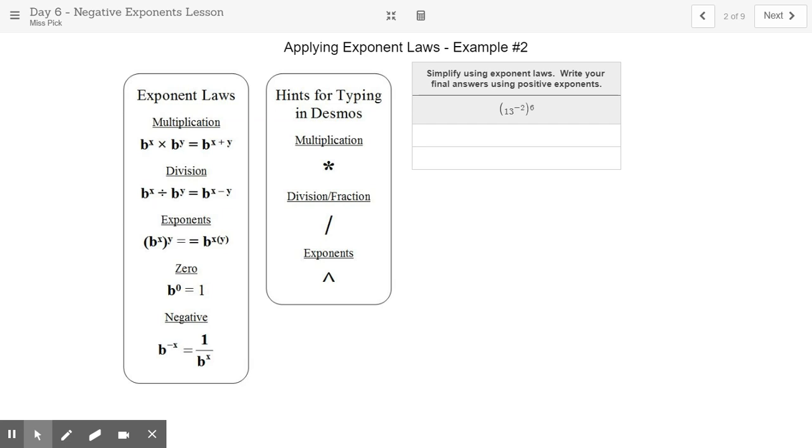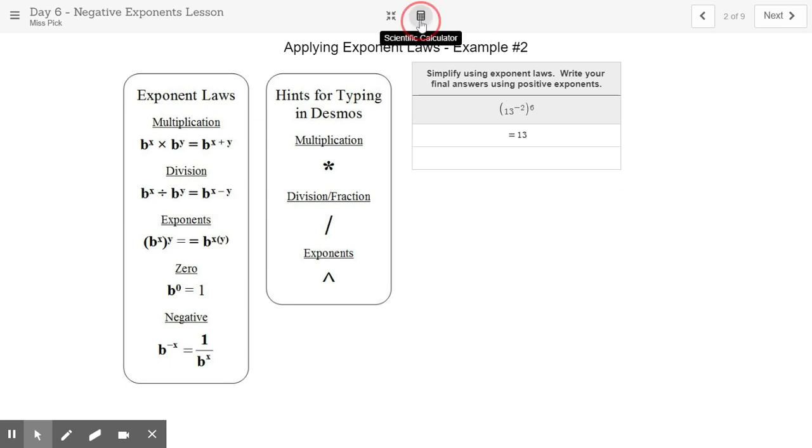So when I have a power with another power on it, what you can do is leave the base the same and then multiply your exponents. This rule works when you have one base with more than one exponent. So here I have one base of 13, and then I have two different exponents. So on my next line, I'm going to type equals, and then 13 to the -2 to the power of 6. The base is still 13, and then I am going to multiply the two powers together.